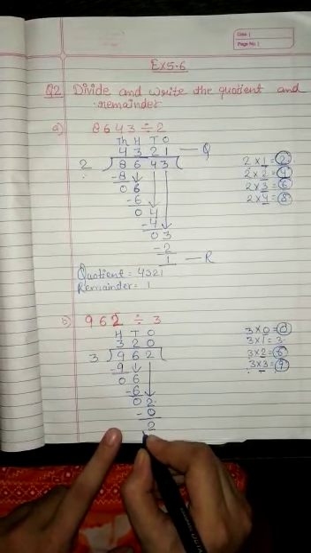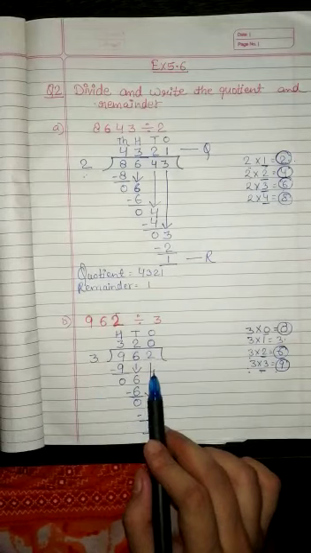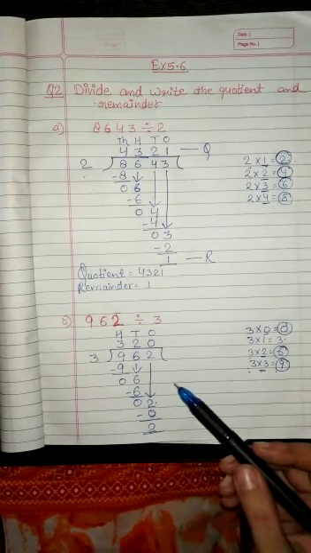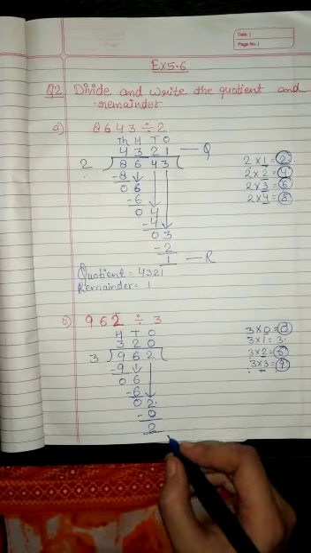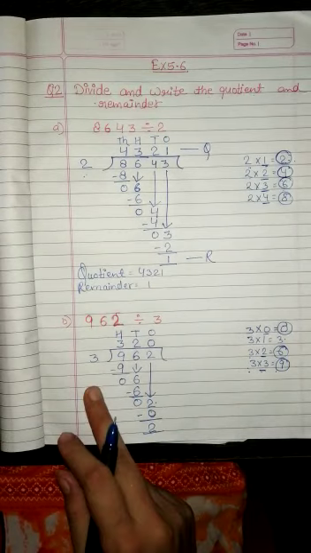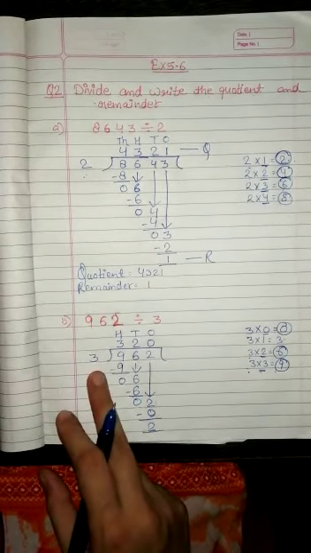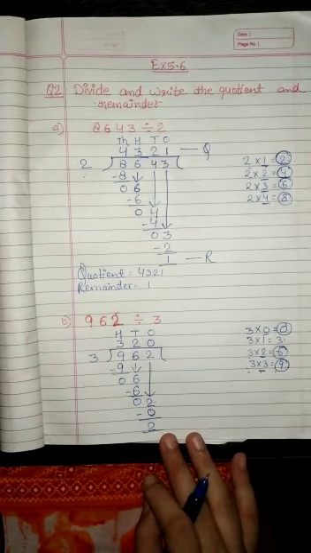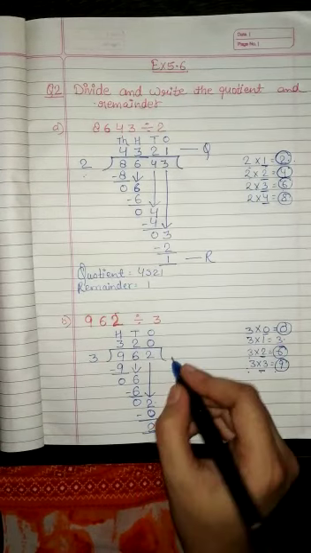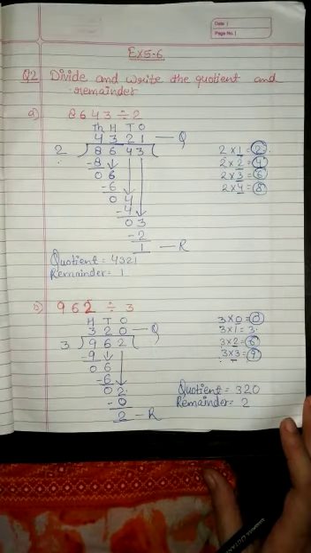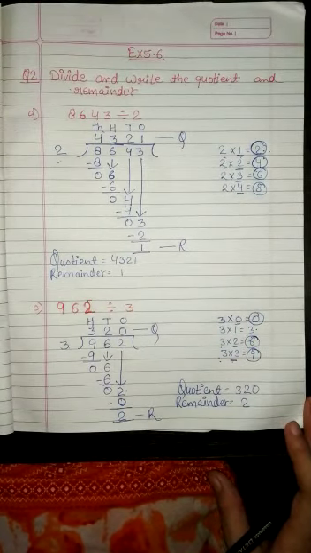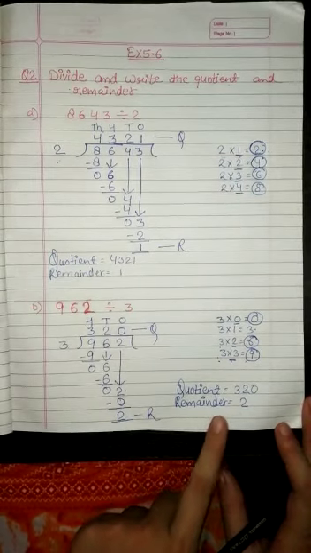Now we'll subtract 2 minus 0 is 2. So we have used all the digits. हमने सारे digits use कर लिए. And the remainder is smaller than divisor. जो हमारा remainder है 2, this is smaller than this 3. Divisor से छोटा है. So we are not going to divide anymore. So this is our quotient and this is our remainder. So quotient is 320 and remainder is 2.